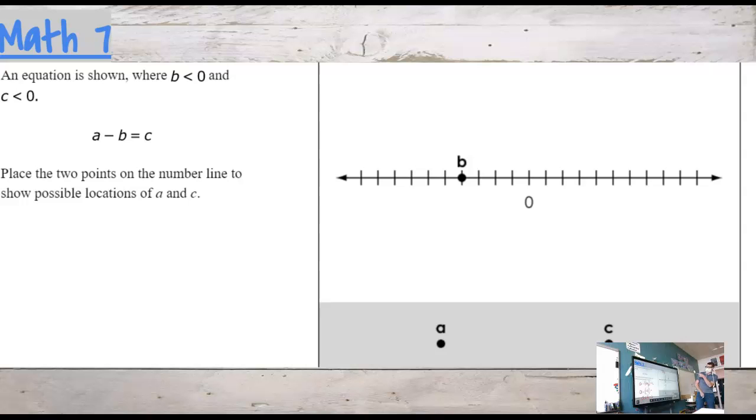There's some restrictions. They tell us B is less than, okay, well that happened, right? B was in it, crap. C has to be less than 0. If I do this, C ends up here, which is not less than 0, so this doesn't work. I have to shift everything down.